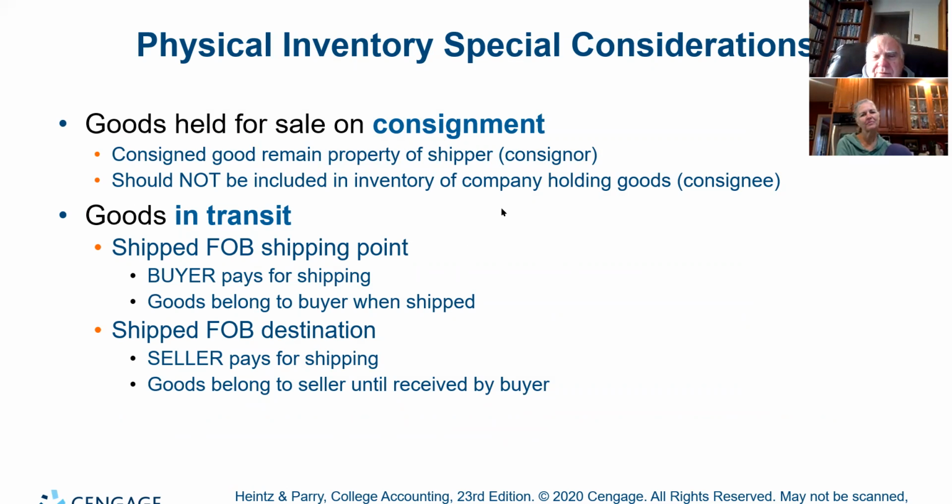You walk into Nordstrom's or Macy's and you see those women schlepping bottles of perfume. Those perfumes have been consigned to them by Chanel, say. Consigned means that Chanel gives them to Macy's to sell. It's not Macy's product to count in their inventory. It belongs to Chanel.